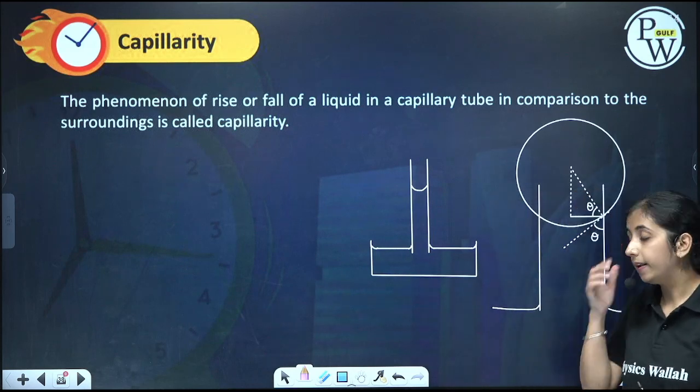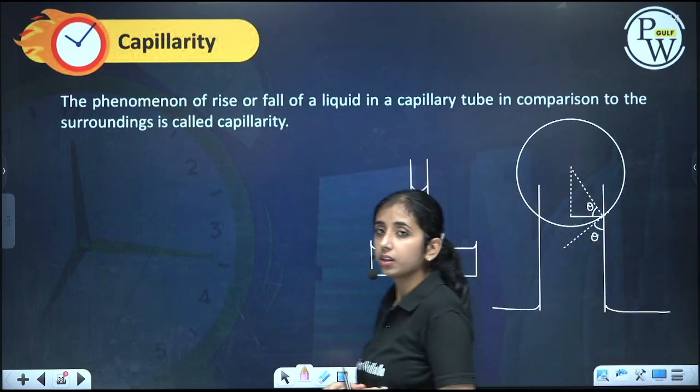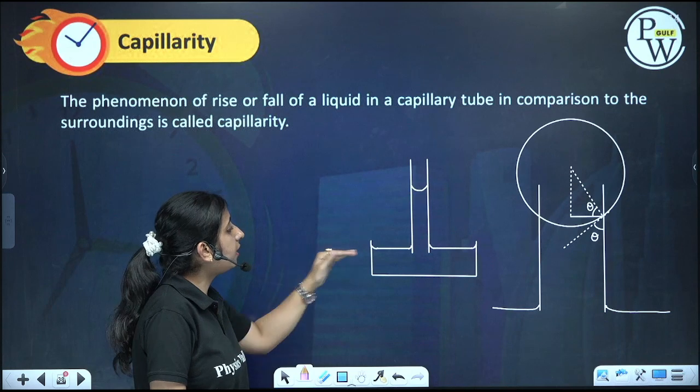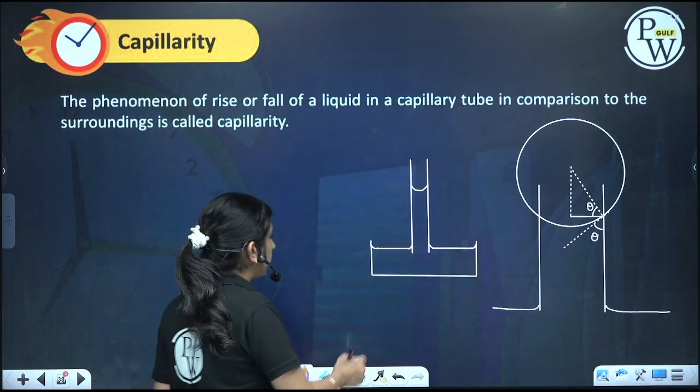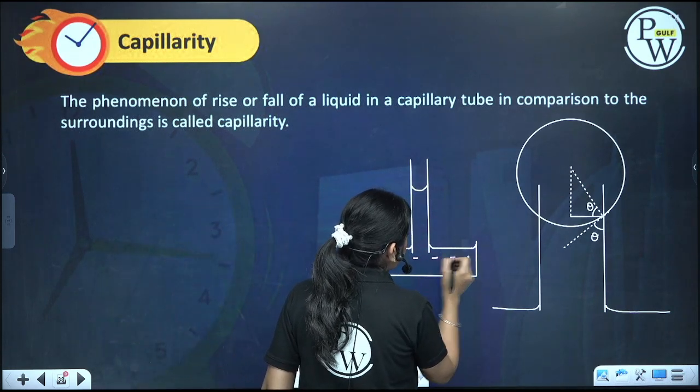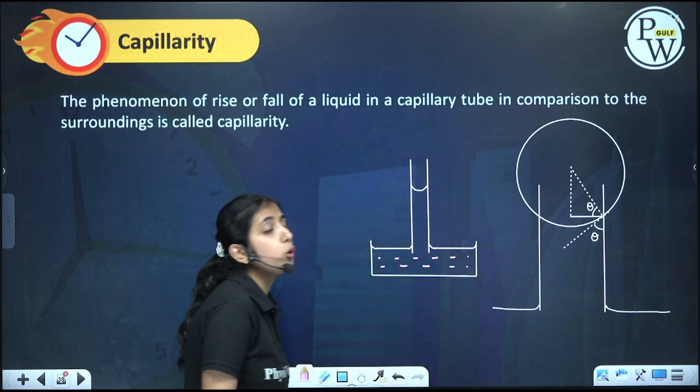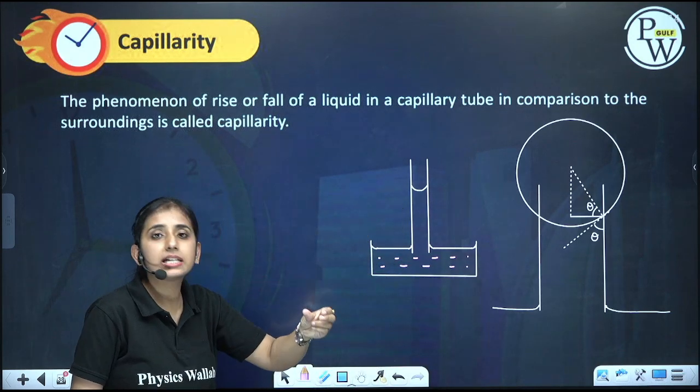Next is capillarity. What is capillarity? Suppose we have a liquid in a container, and we take a capillary and place it in this container.